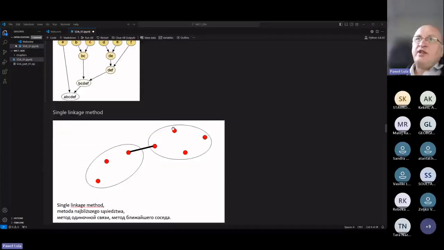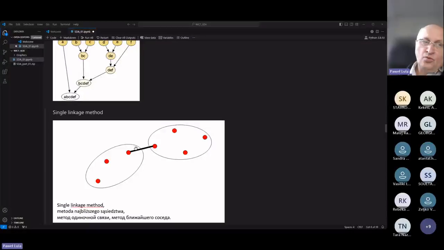The first method, which I'm going to present, is called the single linkage method. You see here the name of this method in English, Polish and Russian, but the idea is presented here.